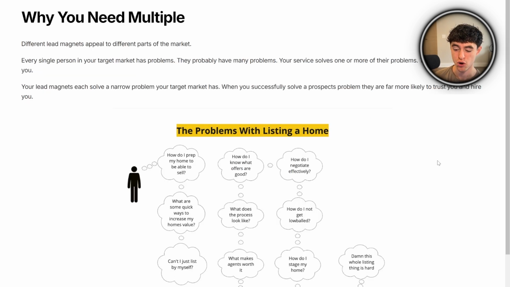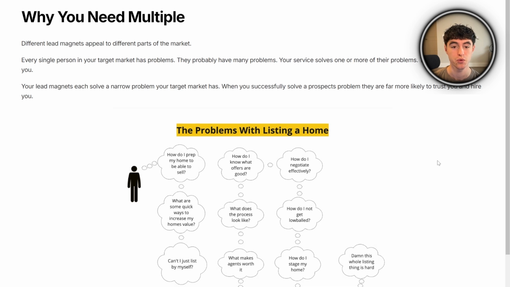You also need multiple lead magnets in order for it to run effectively. So why do you need multiple? Well, different lead magnets appeal to different parts of the market. Every single person in your target market has issues, has problems. They probably have many of them, and your service solves one or more of their problems, and this is why they hire you. So your lead magnets should each solve a narrow problem your target market has, and when you successfully solve a prospect's problem, they are far more likely to trust you and hire you.